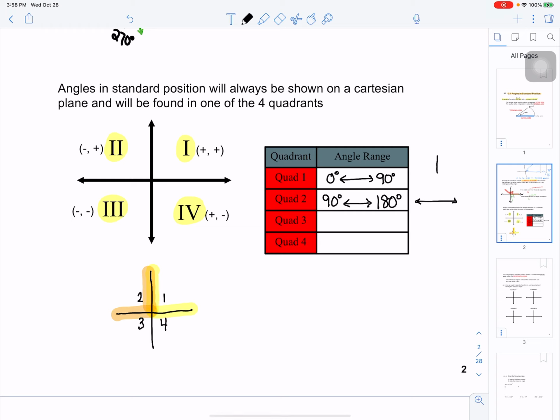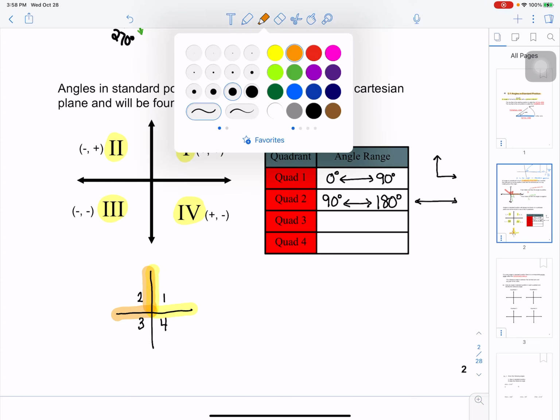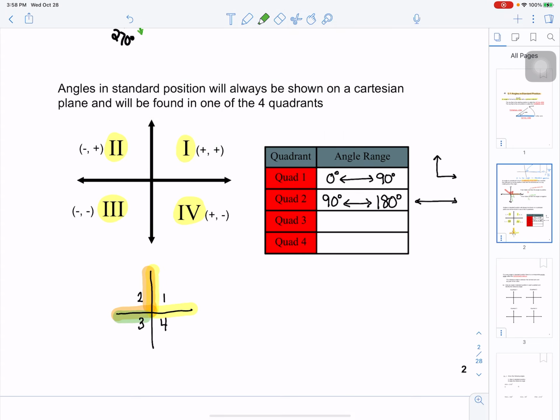So 90 degrees is like this, 180 is horizontal. Quadrant 3, if I'm in quadrant 3, I'm going to be starting at 180 and then going 90 degrees more than 180, which lands me at 270 degrees.